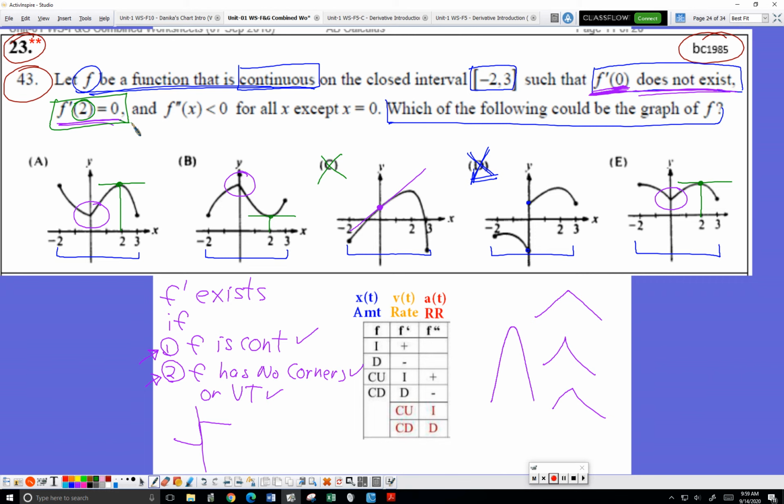Last clue. f double prime is less than 0. That is the mathematical way of saying f double prime is always negative. Danica's chart to the rescue. If f double prime is always negative, f must always be concave down. This is the only one that works.